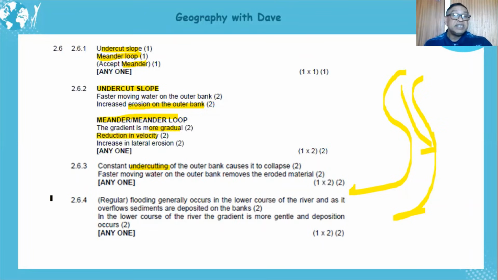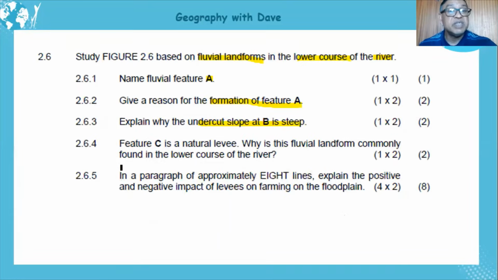And there's another option they gave here. Faster moving water on the outer bank removes the eroded material. So there's no deposition, or only limited deposition, to make it gentle. It washes away the deposited material because the water is flowing there, all of it or most of it, you understand? And therefore it keeps it steep. Let's look at the last question here.